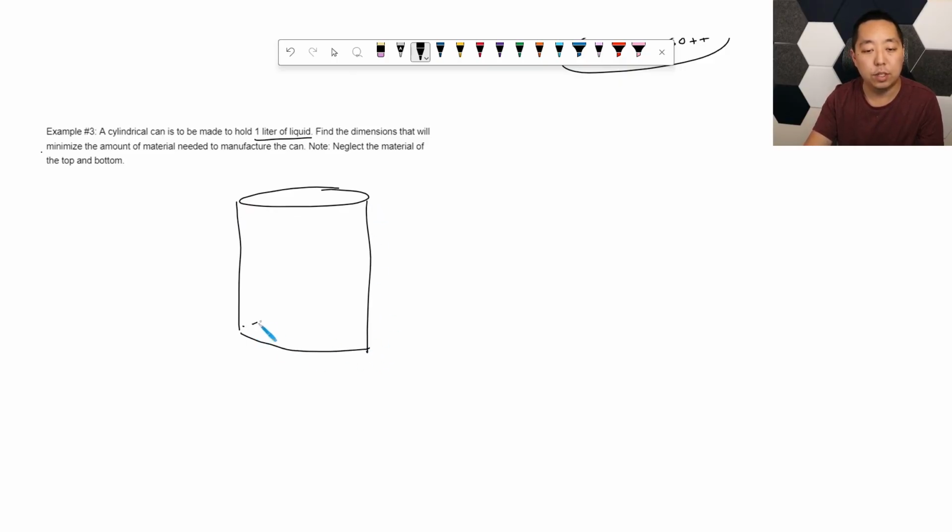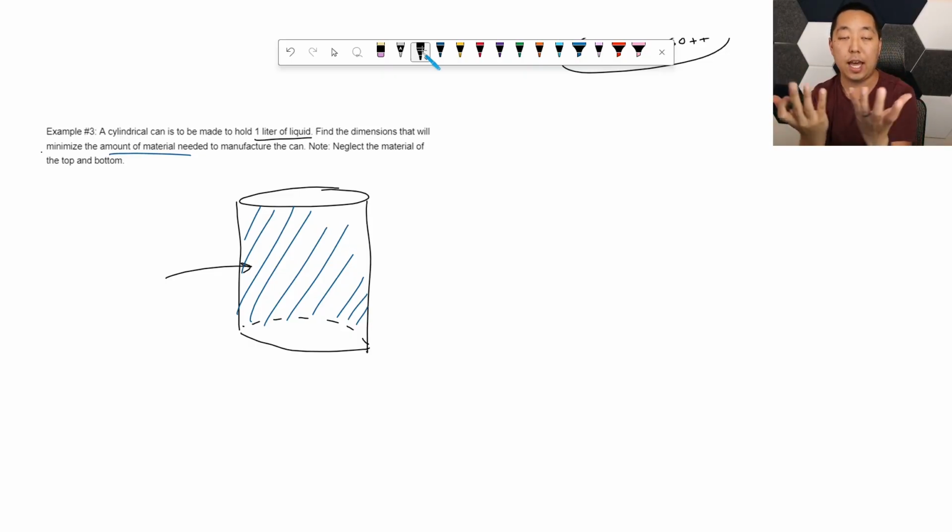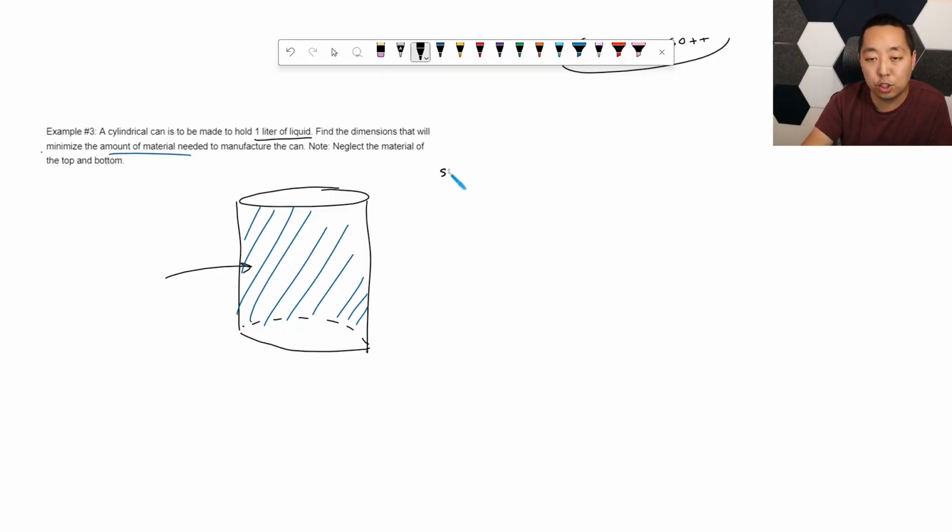Okay, so a trickier one is to include the tops and the bottom. So we have a cylindrical can, and we're just going to talk about the material on the side here. Now, what do we want to minimize? Minimize the amount of material. If I make a can from this, I'm minimizing the area because the can is hollow. It's not the volume I'm trying to minimize. It's the actual sides of the can. It's like the area of it. So it's really surface area.